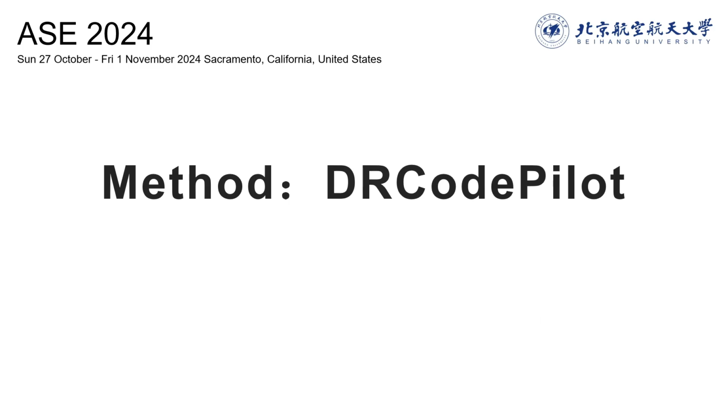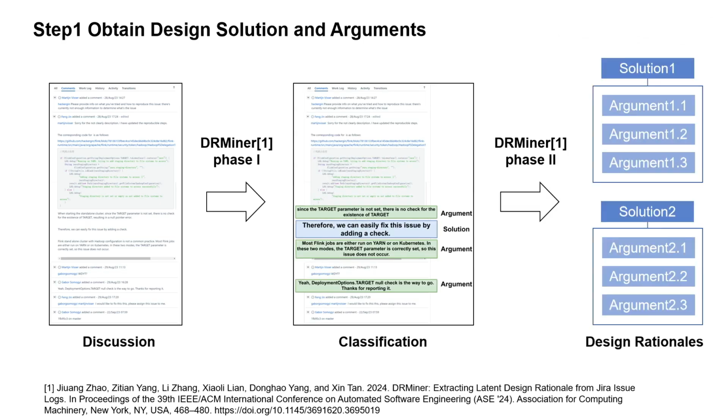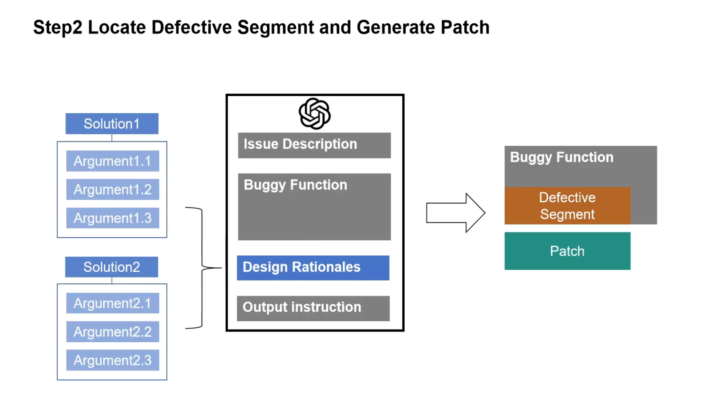Now, let me introduce our approach, DRCodePilot. In the first step, we use drMiner to extract solutions and arguments from discussions. drMiner is another project of ours, and I encourage those interested to check out Zitian Yang's presentation at the Code and Issue Report program. drMiner first identifies design-related sentences in the discussions, then pairs solutions with arguments to be complete design rationales. In the second step, these design rationales guide GPT-4 in identifying defect code segments and generating patches.